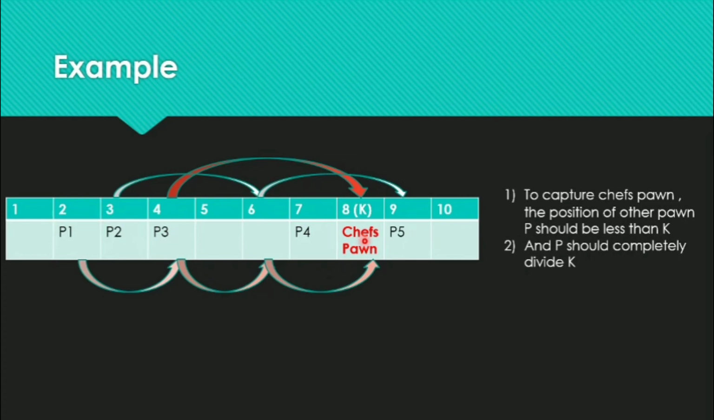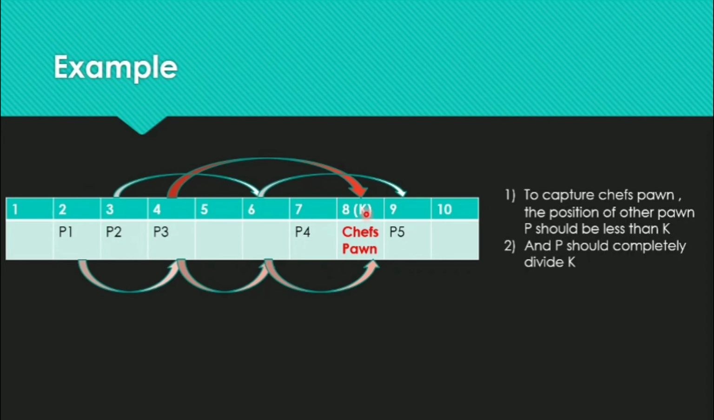Now what completely divide means is, when we divide 8 by 4 we get a remainder of 0. So we can say that 4 divides 8 completely. When we divide 8 by 3, we get a remainder of 2. So we can say that 3 cannot divide 8 completely.